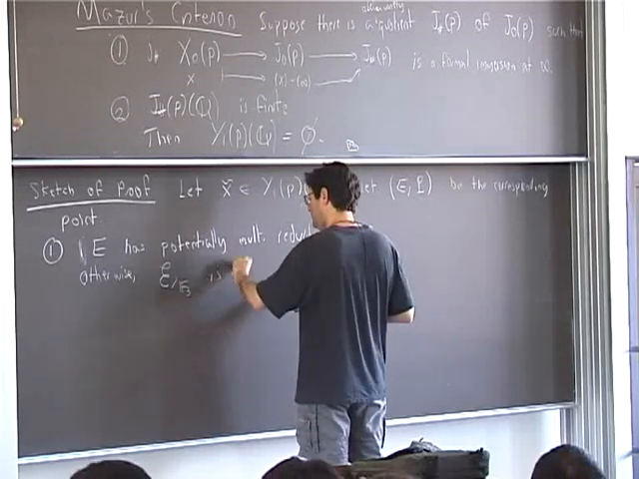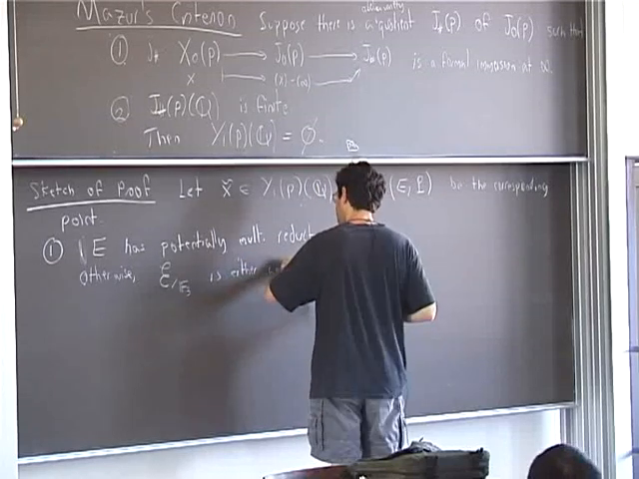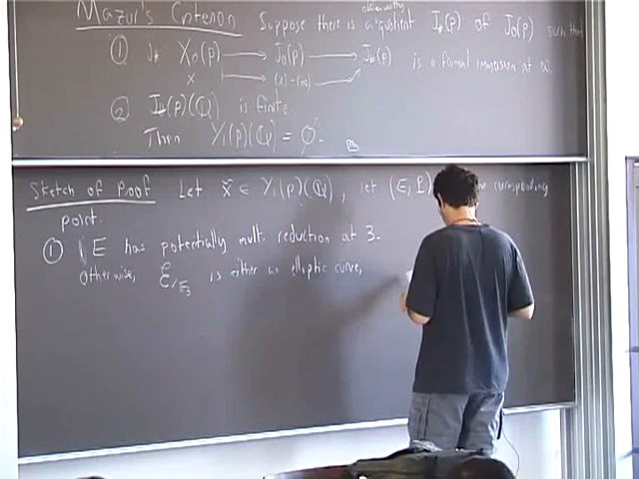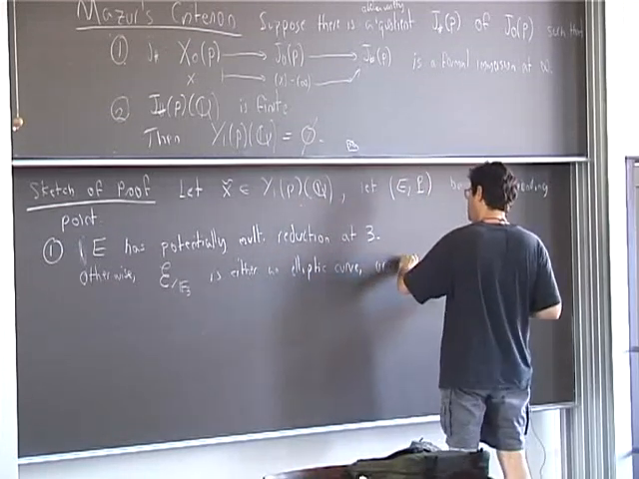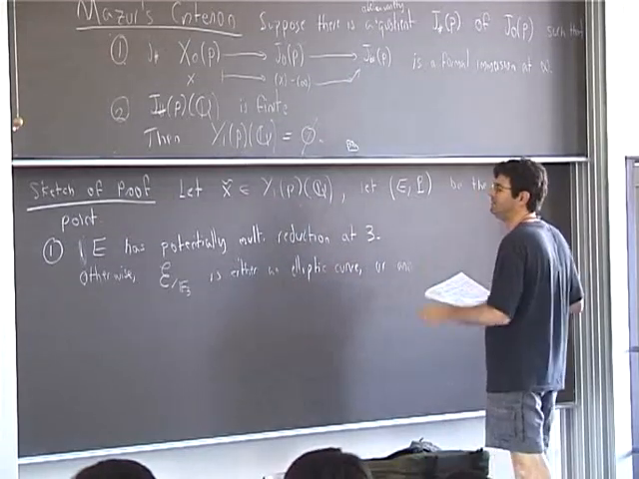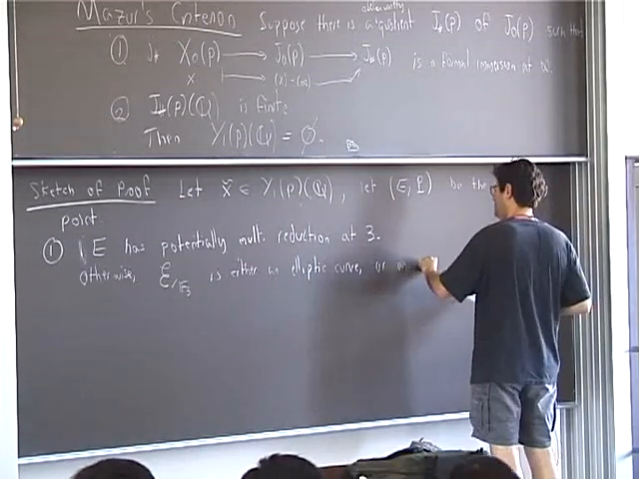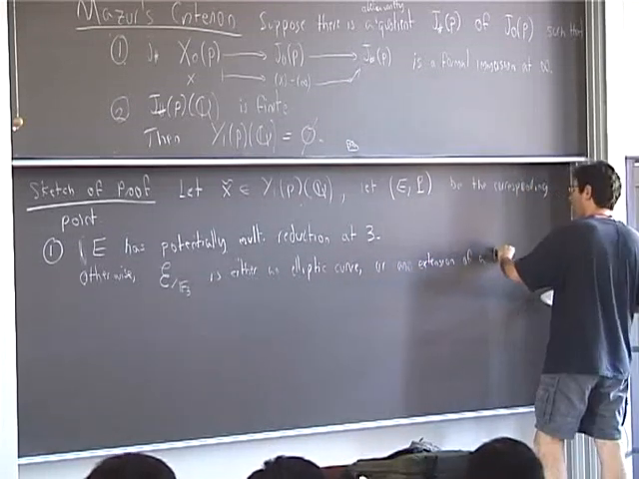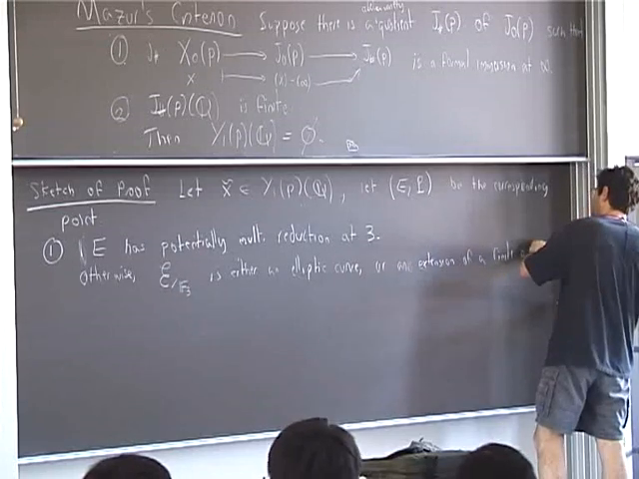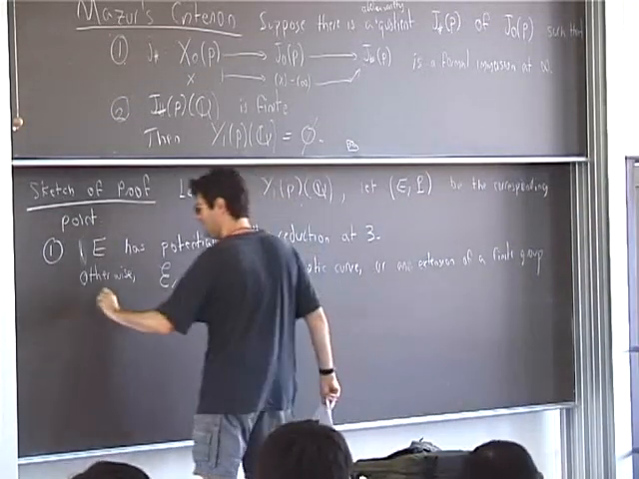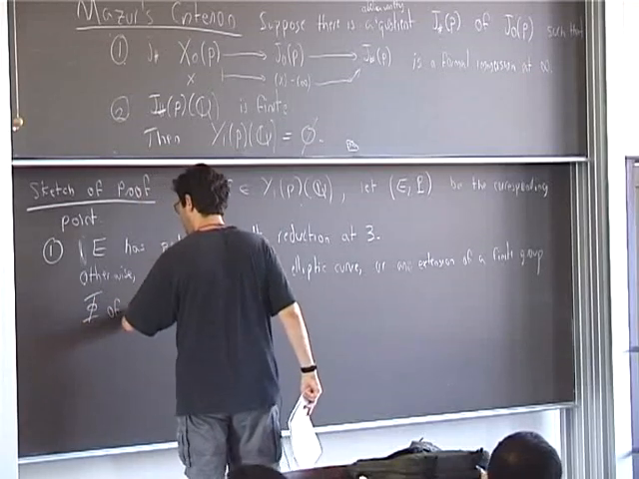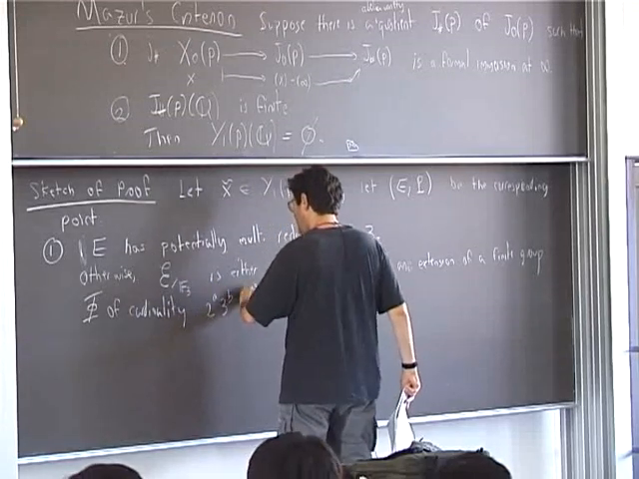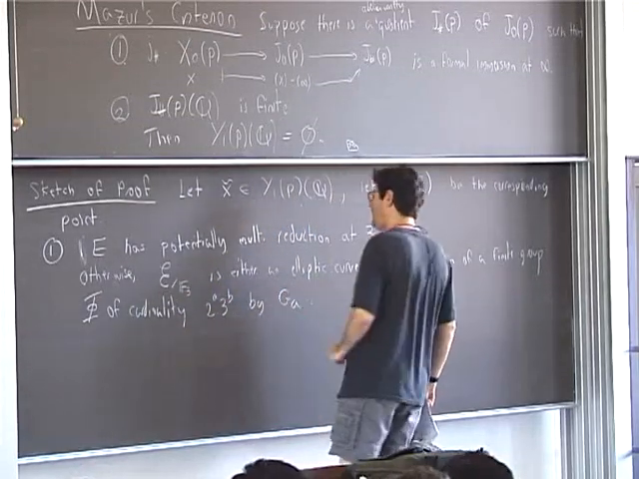So this is either an elliptic curve, or, in the case of additive reduction, an extension of a finite group of connected components, a finite group Φ of cardinality 2^a 3^b, by the additive group G_a.